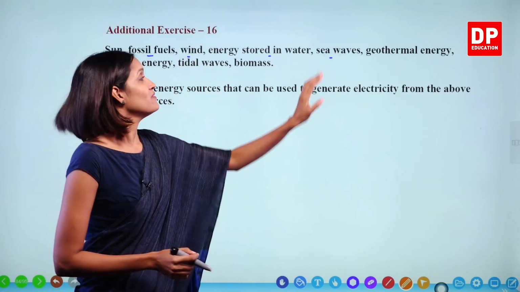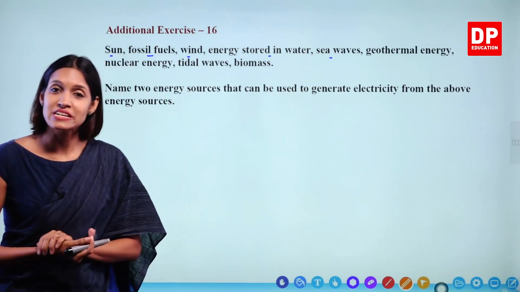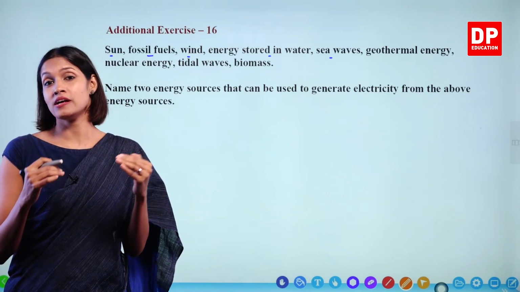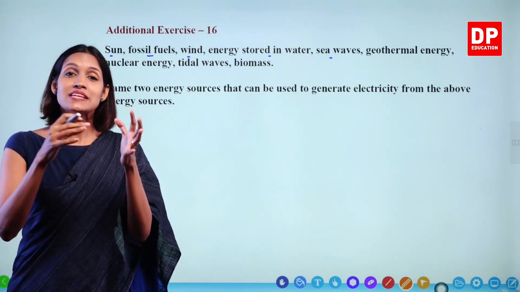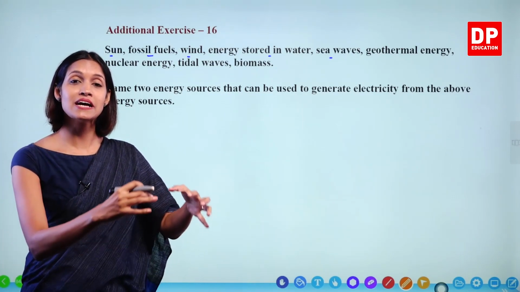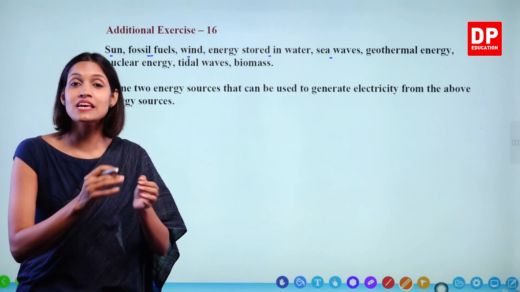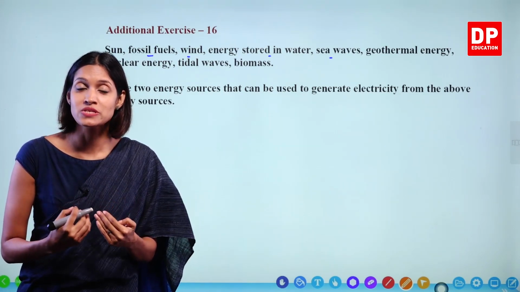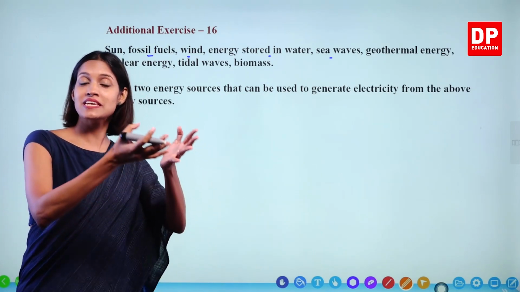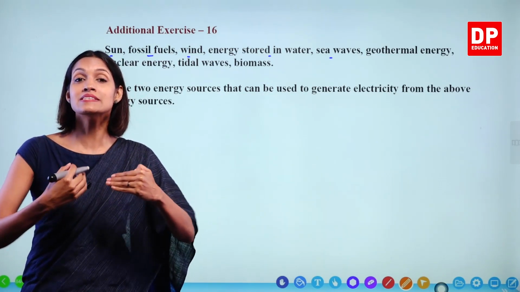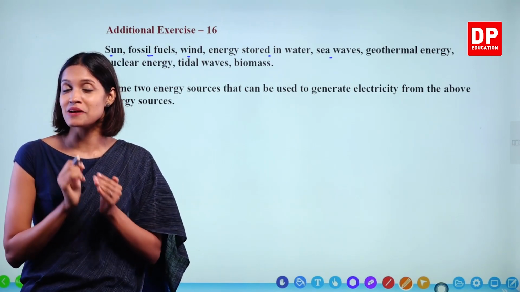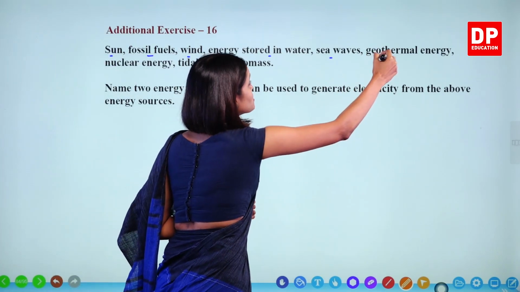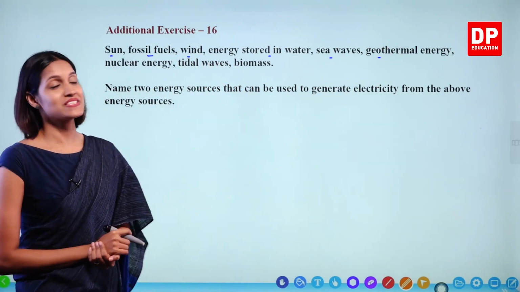Geothermal energy can be used to generate electricity. Do you remember there are certain places in the earth where the temperature is very high? We can send water pipes through those areas, and when water goes through these areas with very high temperatures, the water gets heated up and steam is produced. From another place, we can take this steam out and make the steam turbines rotate, and thereby we can generate electricity. So using geothermal energy also, we can generate electricity.